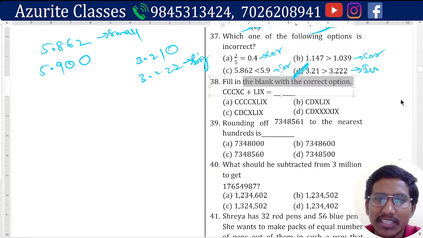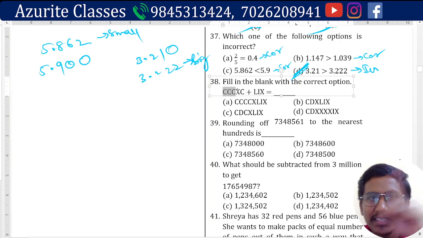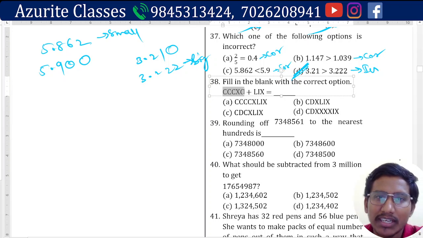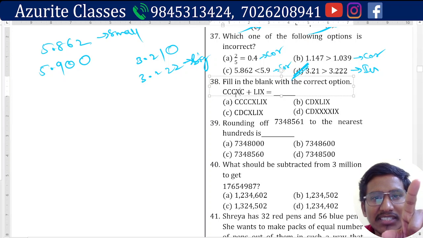Okay, now question 38. Fill in the blanks with the correct option. So if you add it, CCC means 100 three times, that is 300, and XC means 90, so 390. Here we have to add with how much?